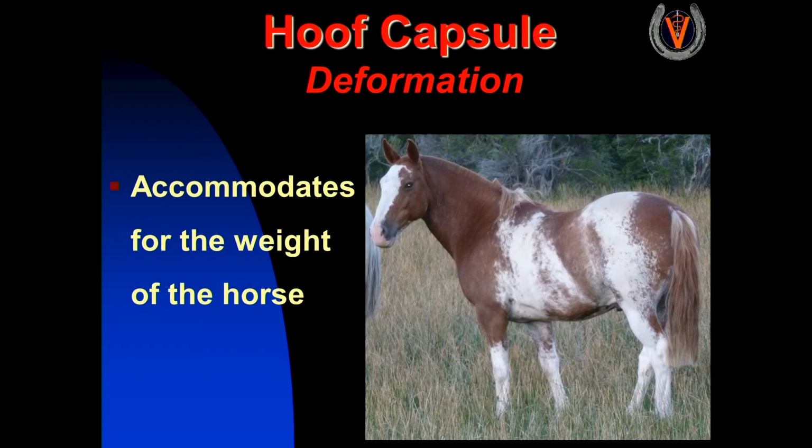The hoof capsule accommodates for the weight of the horse. It changes shape according to the horse's weight.